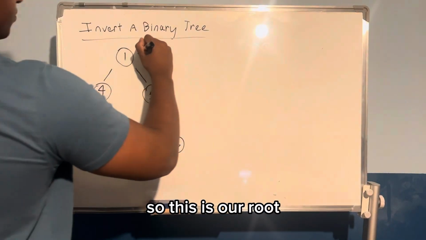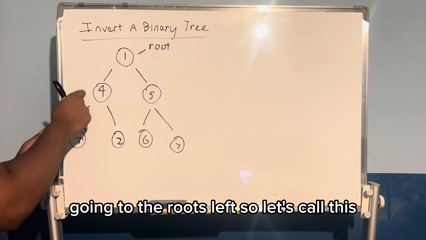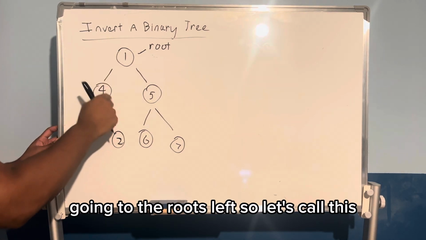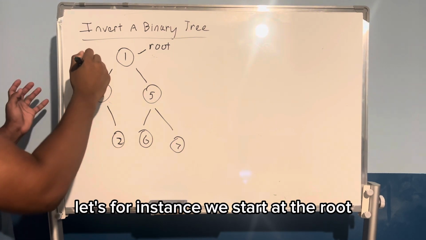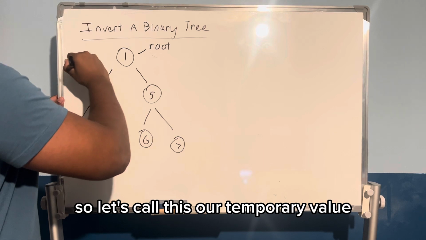So this is our root, and we want to first initialize a temporary variable going to the root's left. So if we start at the root and go left, we have 4. So let's call this our temporary value.